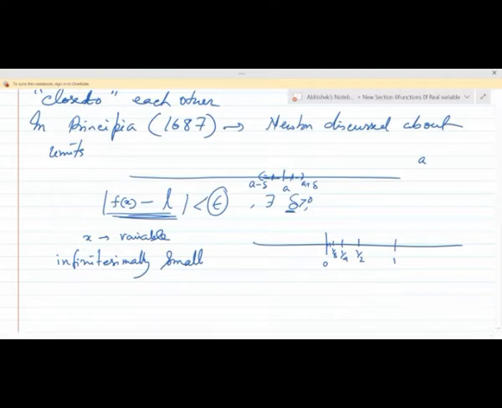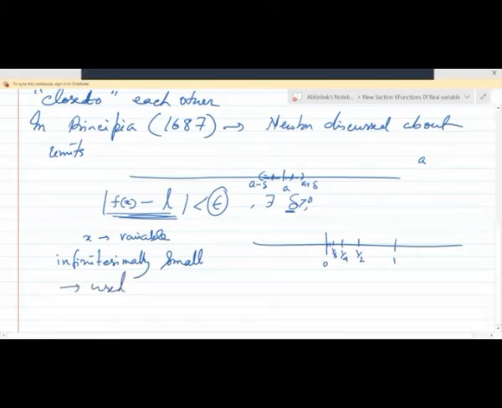So these infinitesimally small numbers will help you to handle the concept of a limit. They are used to handle the concept of limits.